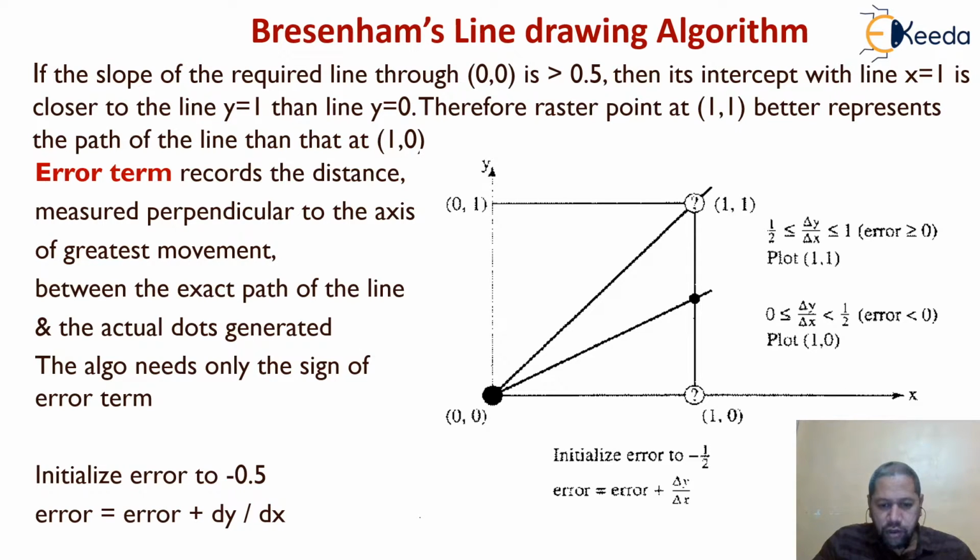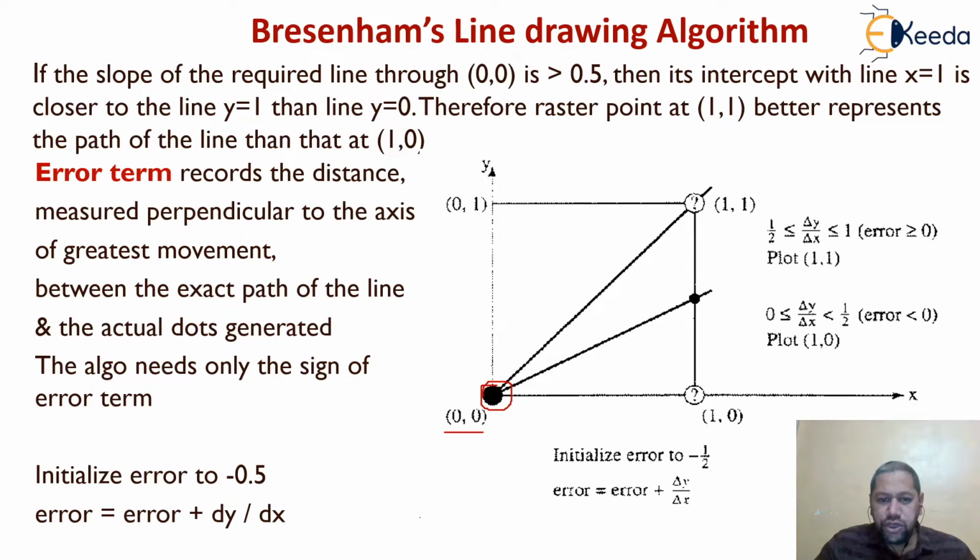Now assume that whatever the pixel I am having, I am having this pixel as 0 0. So this is my 0 0 pixel. Getting it? Now what is my next pixel? My next pixel will be either 1 comma 0, it may be 1 comma 1, or it may be 0 comma 1. So there are these 3 pixels.